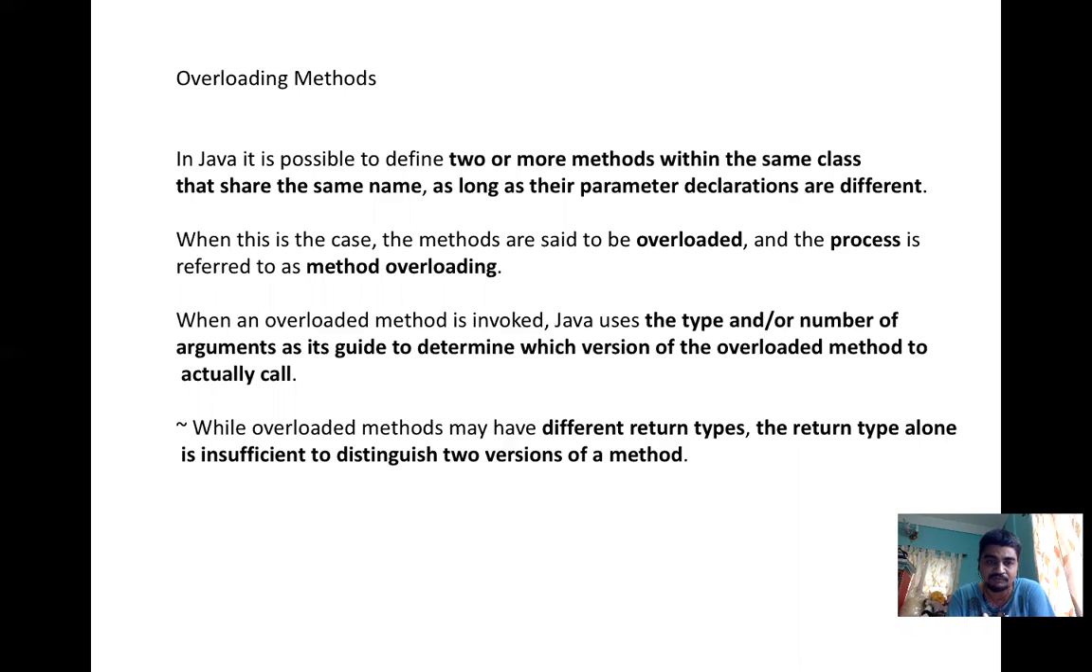The type and the number of arguments act as a guide to determine which version of the overloaded method is actually called. Another thing is the return type is not sufficient to distinguish two methods. The return type may be different, but it might not be overloaded always. So the determining factor is the type and the number of arguments. This determines which version of the method you are going to call.